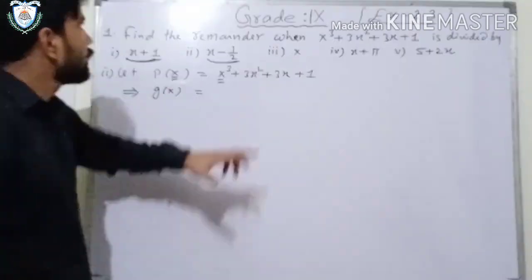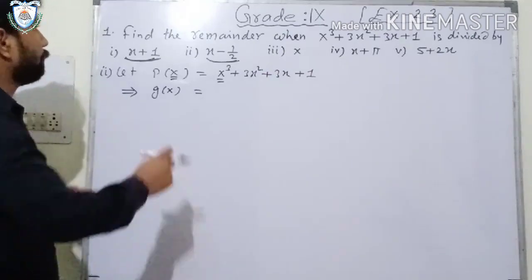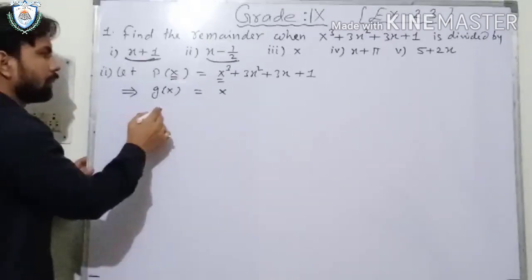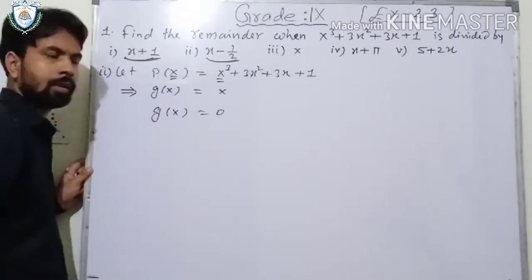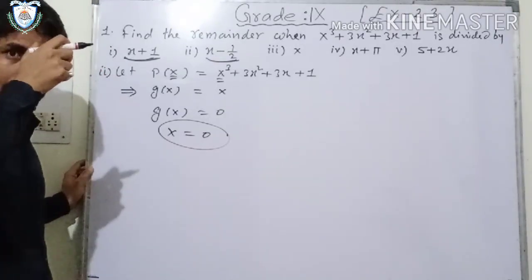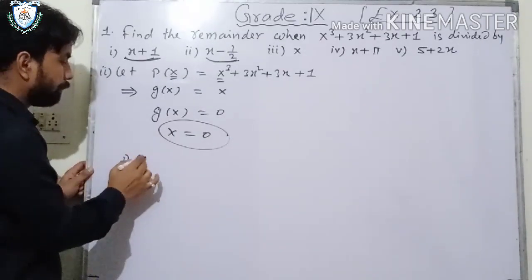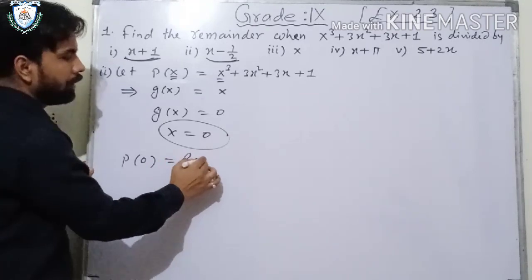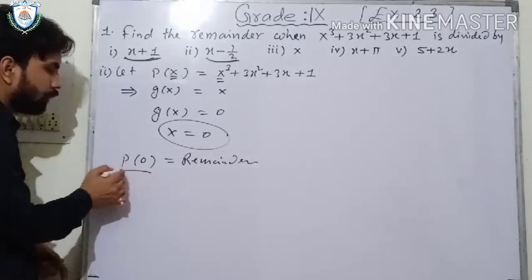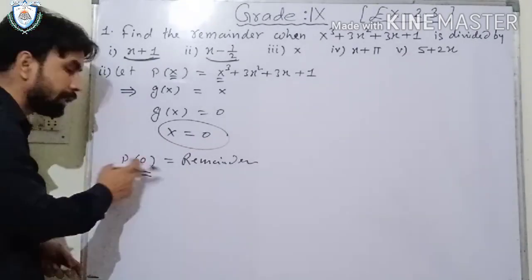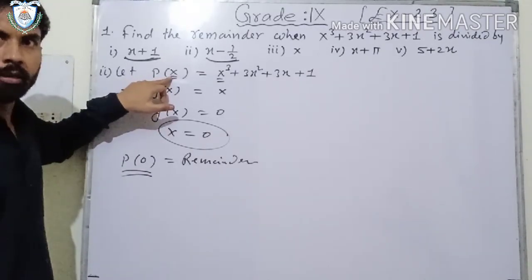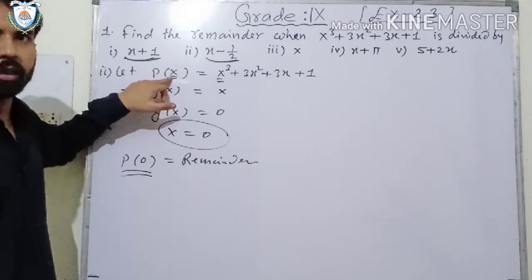Okay, students. Similarly, we can solve the third part. P of x is given and g of x equals x. Clear? The very first step, we will have to put g of x equal to 0. G of x is what? x. So x equals 0. So according to the remainder theorem, the remainder will be P of 0. So this will be the remainder. Clear? So our target is finding the value of P of 0. How can we find P of 0? We will have to substitute 0 in place of x in P of x. Clear? So you can put this value and find out the remainder.